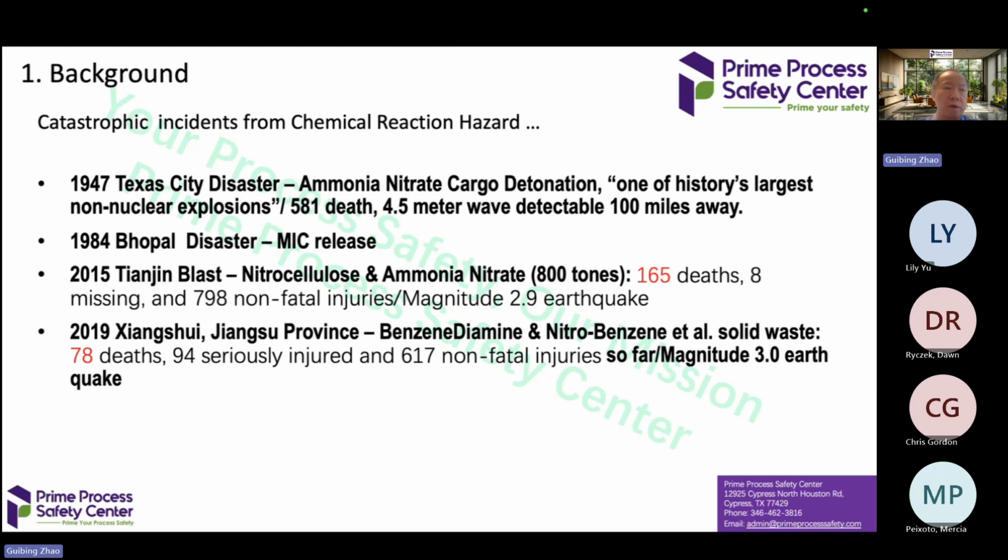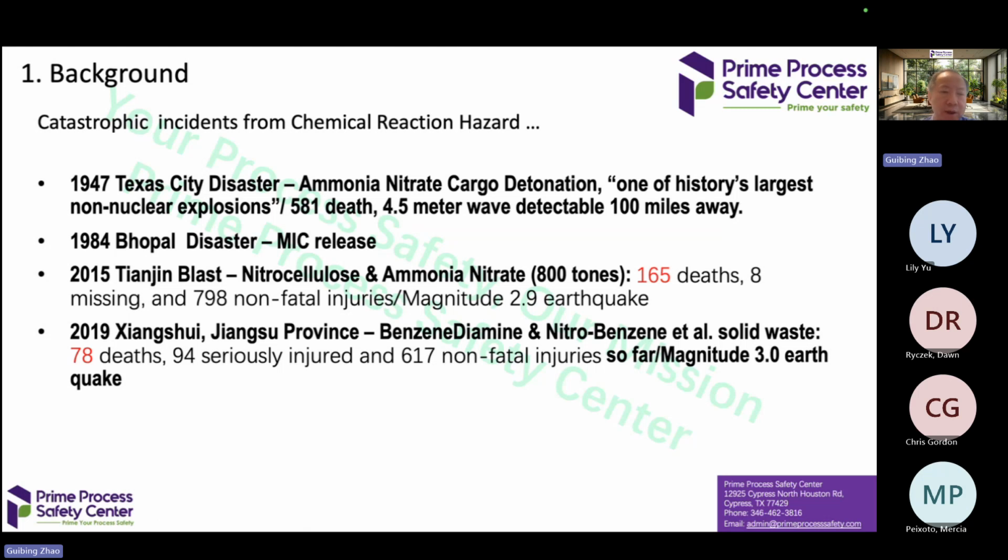Okay, first, background. Probably everybody knows catastrophic incidents have happened from chemical reaction hazard. Historically, in 1947, Texas City, here in Texas, had a disaster, an ammonium nitrate cargo detonation. And this is a very bad incident. And in 2019, there was another ammonium nitrate decomposition leading to detonation in Europe. It's a very big one.